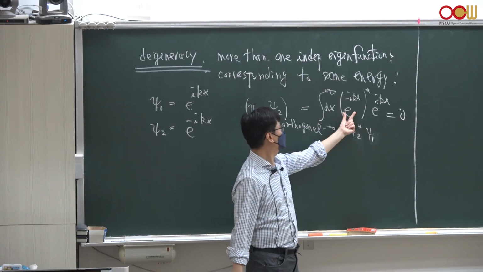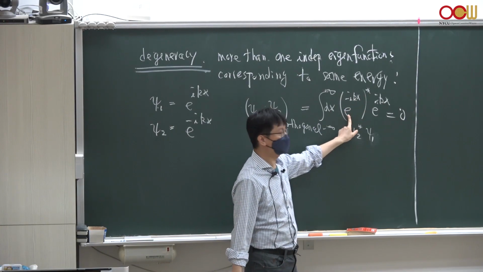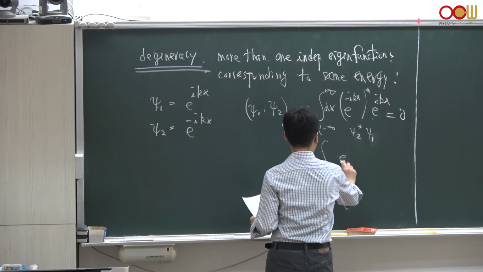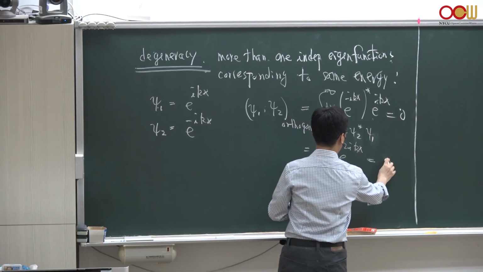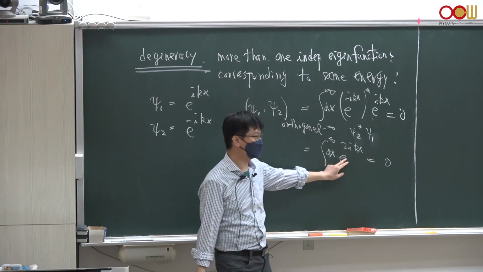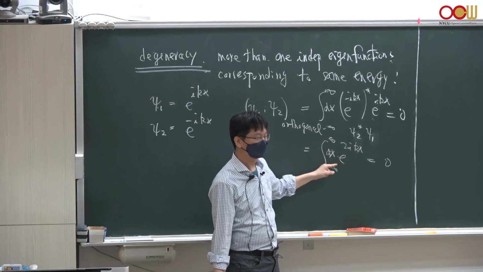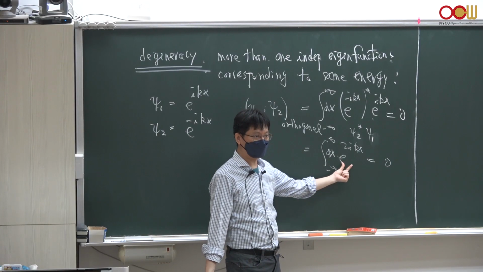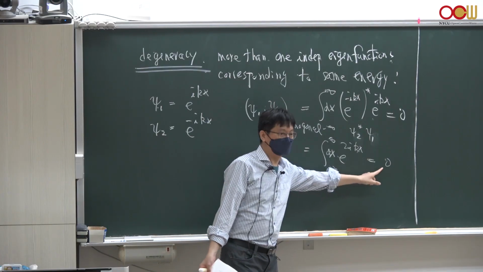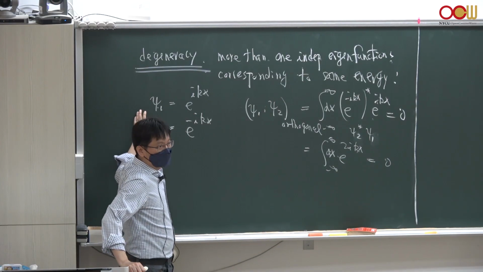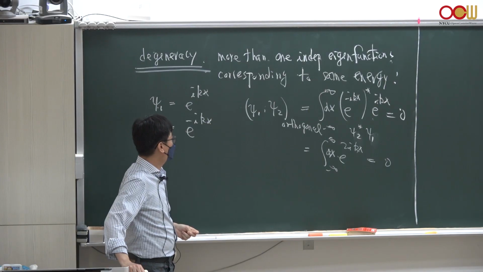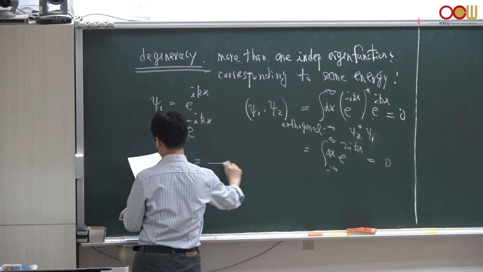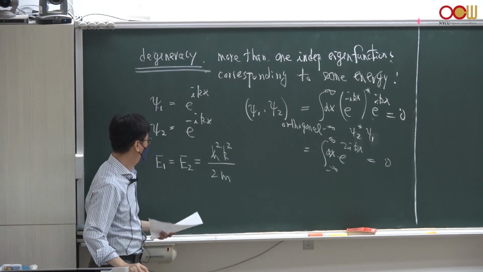So then e to the minus ikx with a star is e to the plus ikx, times e to the ikx, you get this e to the 2ikx. This vanishes because this is an oscillatory function. It oscillates in space, so the positive and negative values of this e to the 2ikx cancel exactly. And so you get 0, which means that these two eigenstates are degenerate and they correspond to the same energy, because E1 is the same as E2, which is this value.